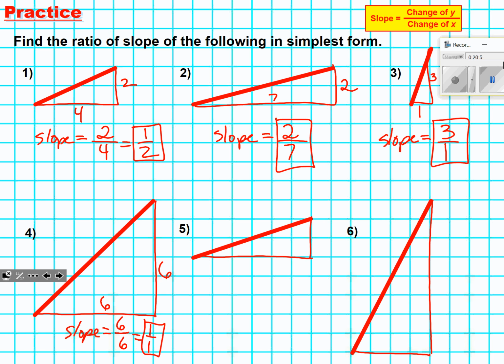For number 5, the vertical change is 2, and the horizontal change, 1, 2, 3, 4, 5, 6. So the slope is equal to the change of y, which is 2, and the change of x, which is 6, so that's going to be 1 to 3.